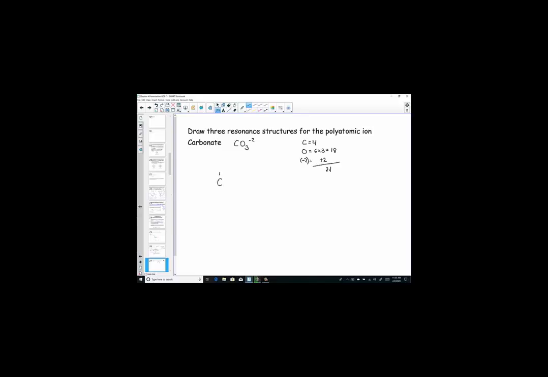Carbon in the center, attach all 3 oxygens and retally. 1, 2, 3, 4, 5, 6. That's 18 more dots. 1, 2, 3, 4, 5, 6, 7, 8, 9, 10, 11, 12, 13, 14, 15, 16, 17, 18 dots. We're done. Except carbon doesn't have the 4 bonds it needs. So we need a multiple bond to satisfy the carbon. We need a double bond.